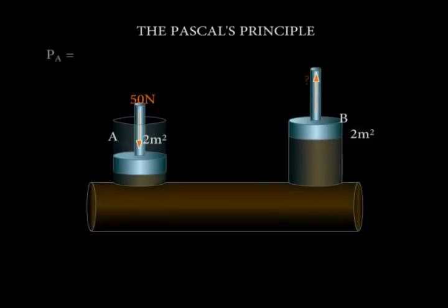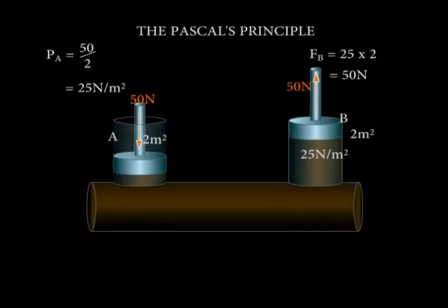Pressure exerted on the liquid is given by force over area, that is 50 over 2, which gives us 25 newtons per meter squared. This pressure is transmitted equally and unchanged up to piston B. How much force will it generate? Pressure is given by force over area, and therefore force is equal to area times pressure. Area of B is 2 square meters. We multiply that by the pressure, 25 newtons per meter squared, and we get 50 newtons. The same force is generated at B.